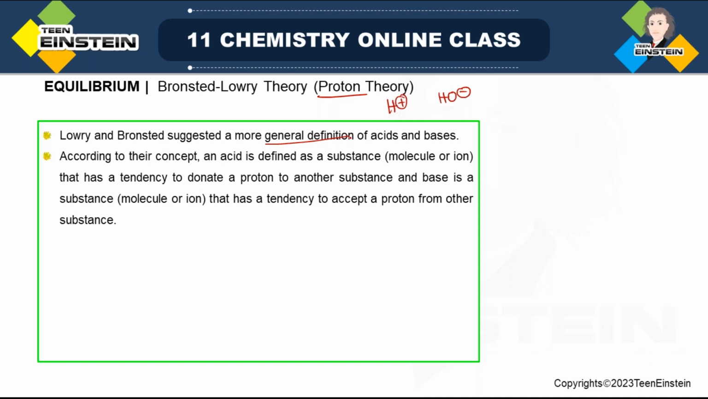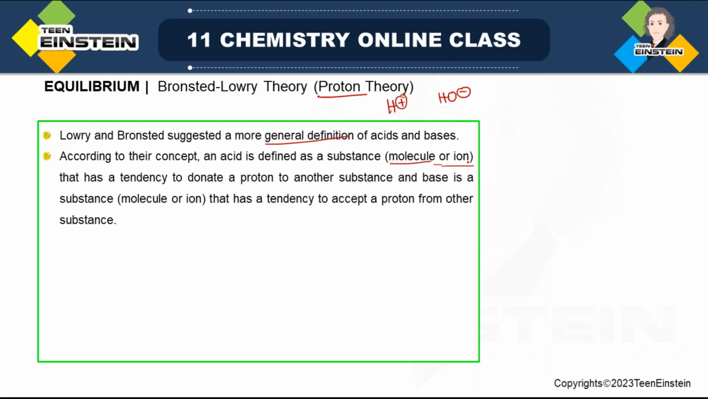Okay? The definition is widened. According to their concept, an acid is defined as a substance. It may be a molecule or ion. That means, in the previous case, all the examples we have seen, HCl, H2SO4, NaOH, Ba(OH)2, everything, are neutral molecules. But in this case, we have mentioned in the bracket, it may be a molecule or ion. That means it may be neutral or it may be some cation or anion. So obviously now it is more general, right?